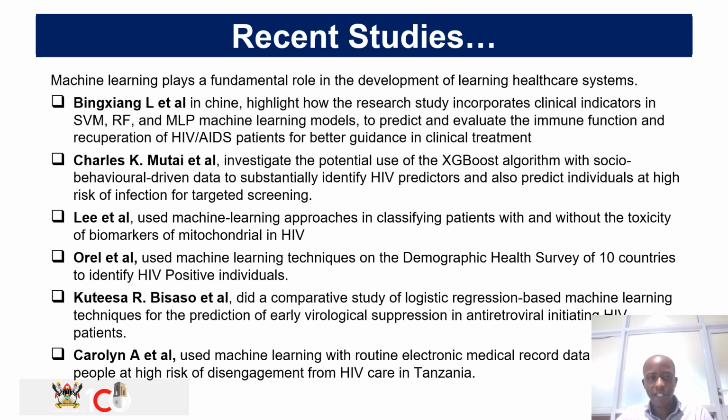Back in Uganda, there was a study conducted by Kutesa at IDI. They did a comparative study of logistic regression and machine learning techniques for prediction of early virological suppression in antiretroviral initiating HIV patients. And Carol Recent used machine learning with routine electronic medical records to predict the clients who are at high risk of disengagement from HIV, and this was done in Tanzania.